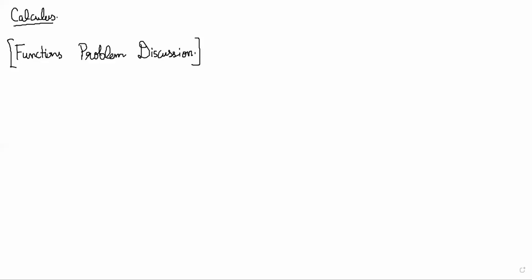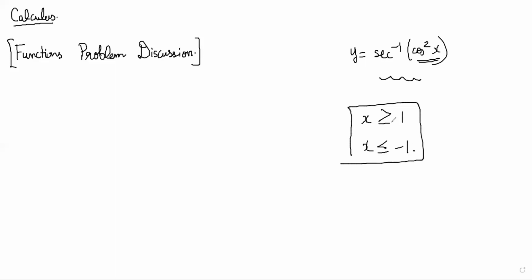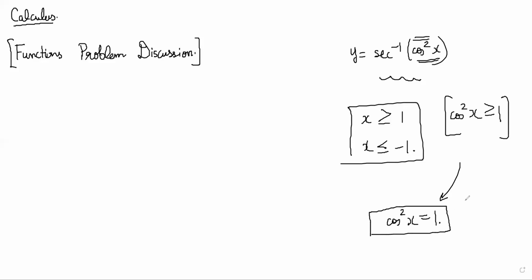If you have a function like y is equal to sec inverse cos square x, then the sec inverse function is defined only when the inside part, whatever it is, must be greater than or equal to 1 or less than or equal to -1. So here the input to the sec inverse function, cos square x, cannot be less than or equal to -1. It cannot be greater than 1 either, so it has to be equal to 1. So the domain will be all points where cos x is plus or minus 1.